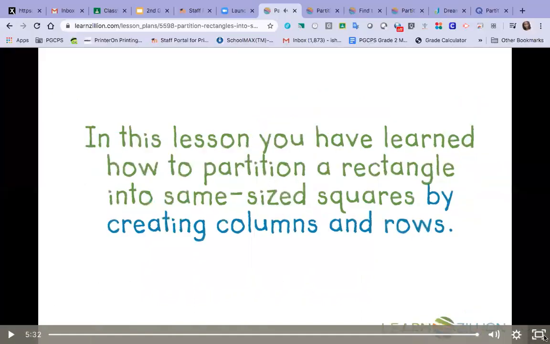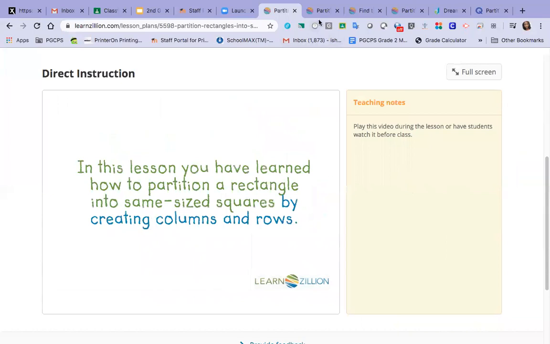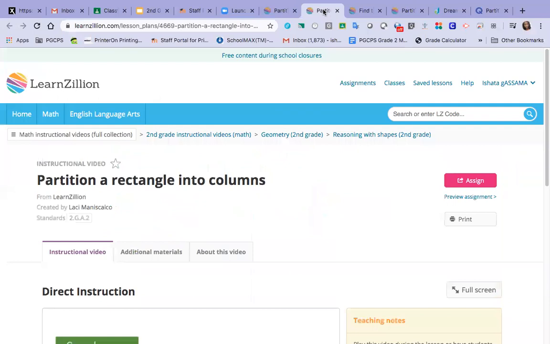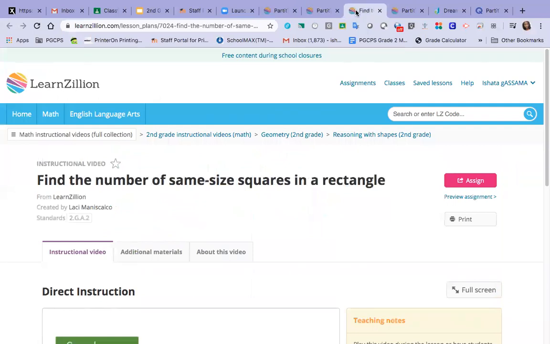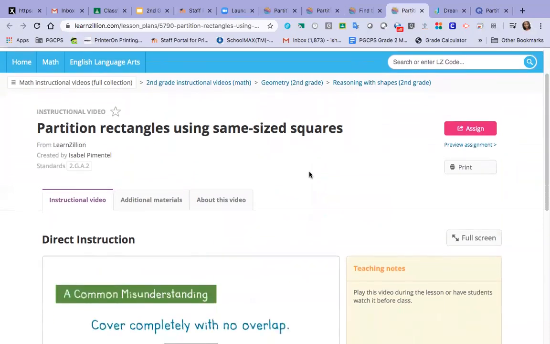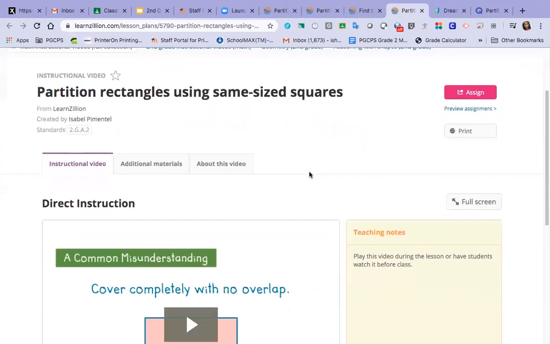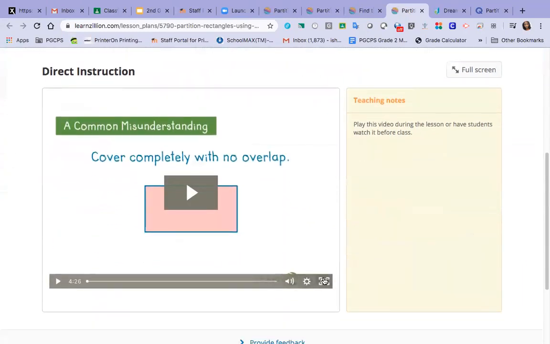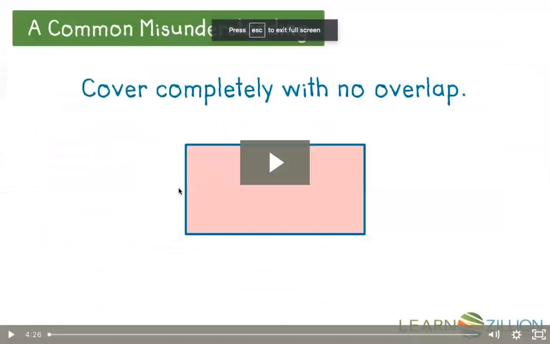Okay, boys and girls, you notice that when she was partitioning the rectangles, she kept saying into same size squares. So that means your squares cannot be big and some are small. They must be the same size, which means they're equal. So let's look at a video that helps us partition rectangles using the same size squares. So we're going to learn how to make our squares the same size.